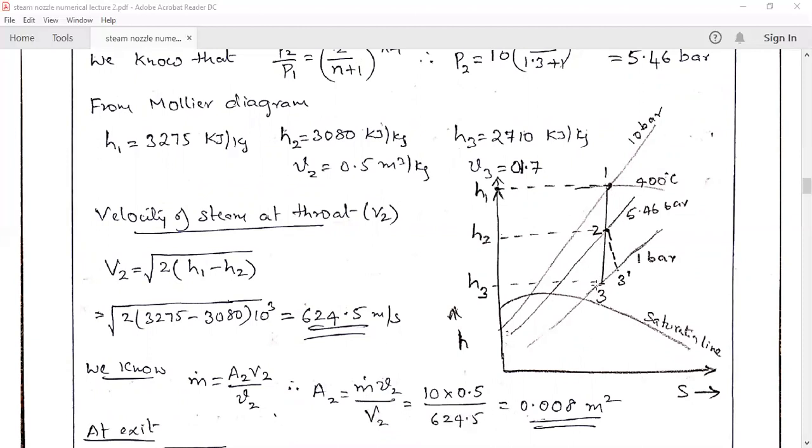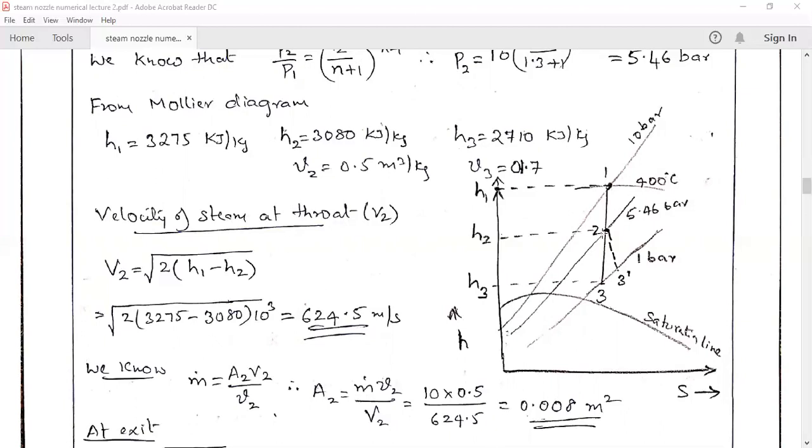One thing you need to note here: this cuts in the superheated region. That means the steam coming out of the nozzle is also superheated. In the previous cases, we considered wet steam coming out of the nozzle, but here it is in the superheated region only. We have also found the pressure at the throat. So mark the point along this vertical line where the 5.46 bar pressure line cuts it, and mark this point as 2.